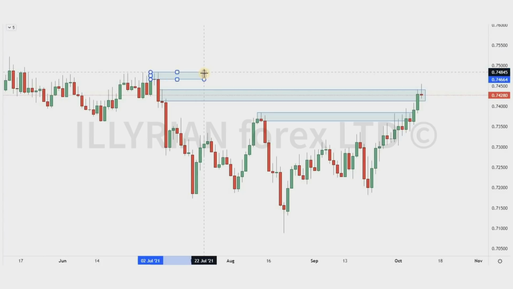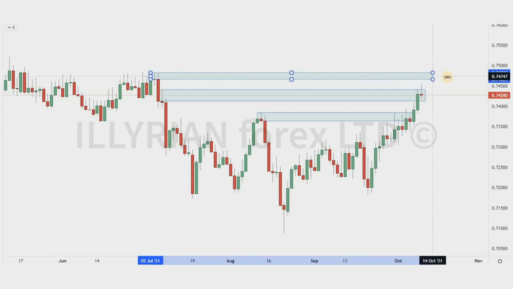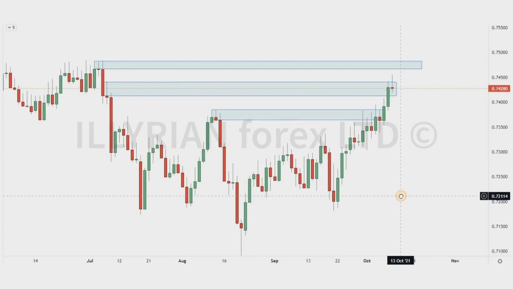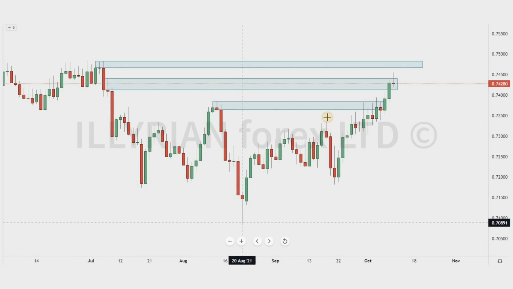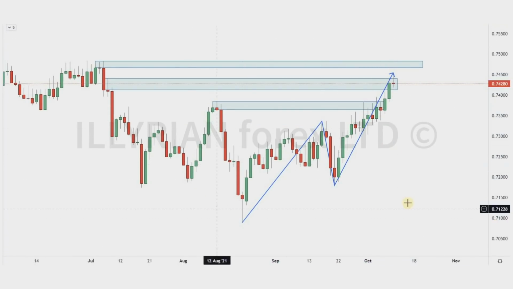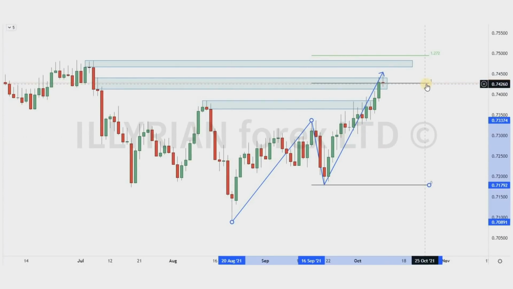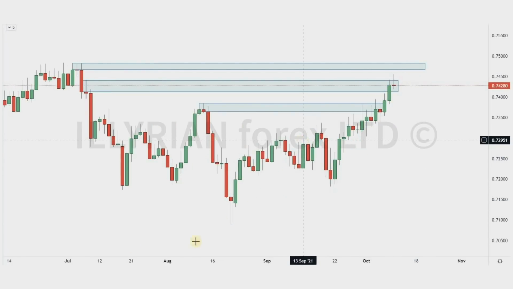Looking at the left of the chart, we have 3 supply zones. The first one was broken, and now price is staying inside the second one, that is closed with the last one. Price is creating an AB equals CD pattern, not a perfect one, but still valid.